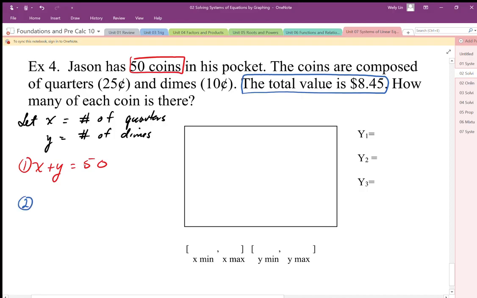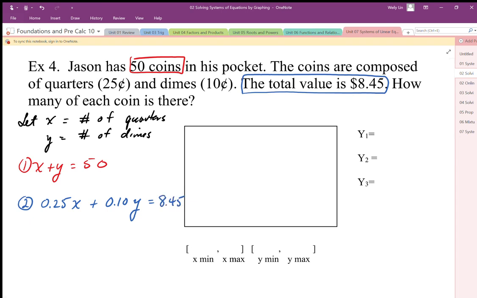Well, if x is the number of quarters, I'm going to multiply 25 cents times the number of quarters. And if y is the number of dimes, I'm going to multiply 10 cents, or $0.10, times the number of dimes. And this is now going to give me the amount of money, because x is not money, it's the number of coins. But if I multiply the number of coins by the value of each coin, I get the total amount that's worth. And this is dollars plus dollars equals $8.45. So there are my two relationships.